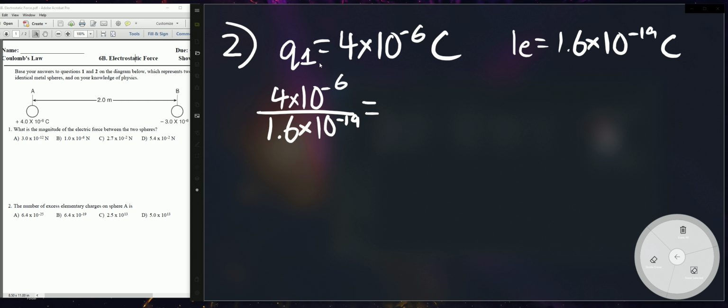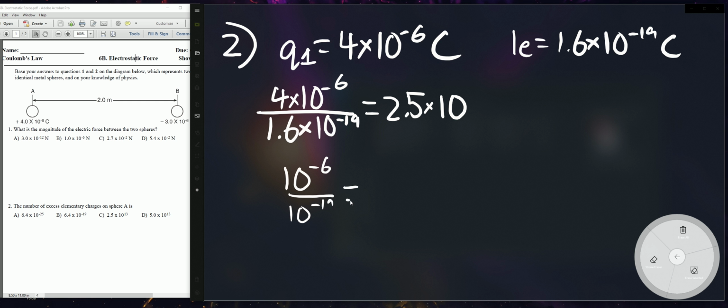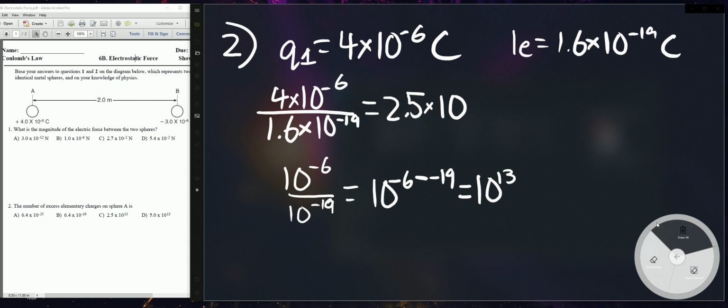Again, we can separate this. 4 divided by 1.6 is going to give you 2.5. Then 10 to the negative 6 divided by 10 to the negative 19. When you divide exponents, you subtract: 10 to the negative 6 minus negative 19. That gives you 10 to the 13. So 2.5 times 10 to the 13 elementary charges, and that's choice C. So the answer is C.